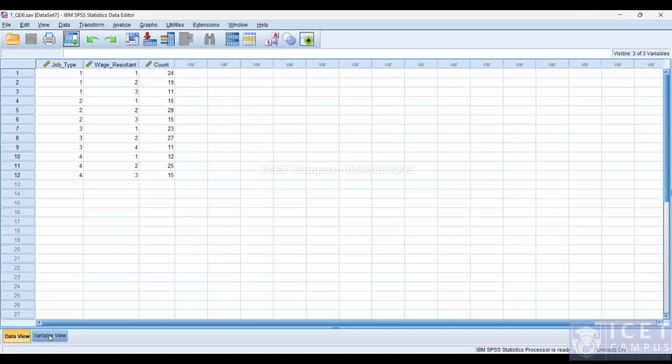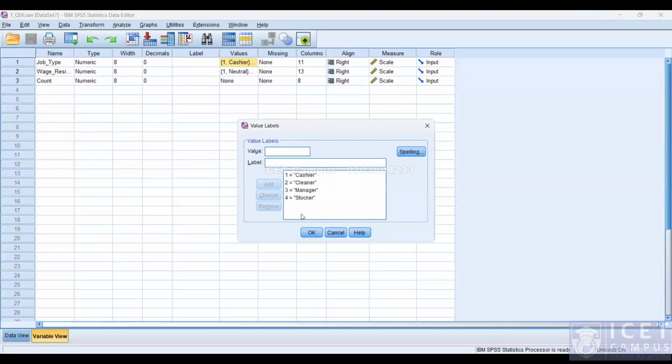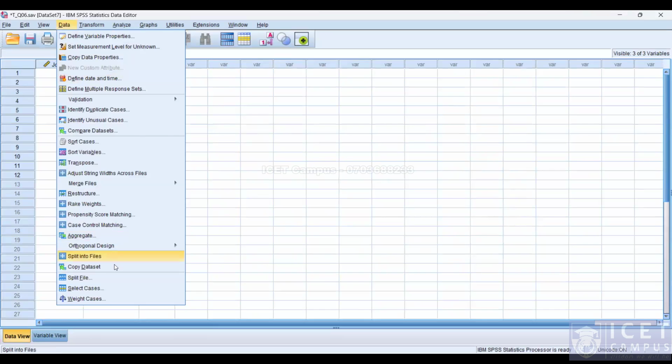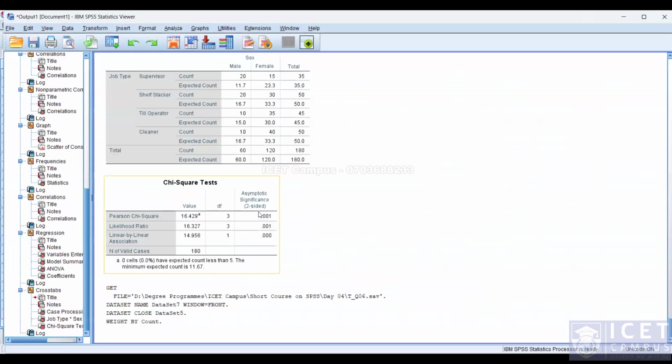So we can enter this data over here, variable view. You can see job types are defined here: cashier, cleaner, manager, stocker. Then here you can see 1, 2, 3, 4: neutral, oppose, support. The question is first the contingency table. So we go to Data, Weight Cases, weight by count. That is the first thing.